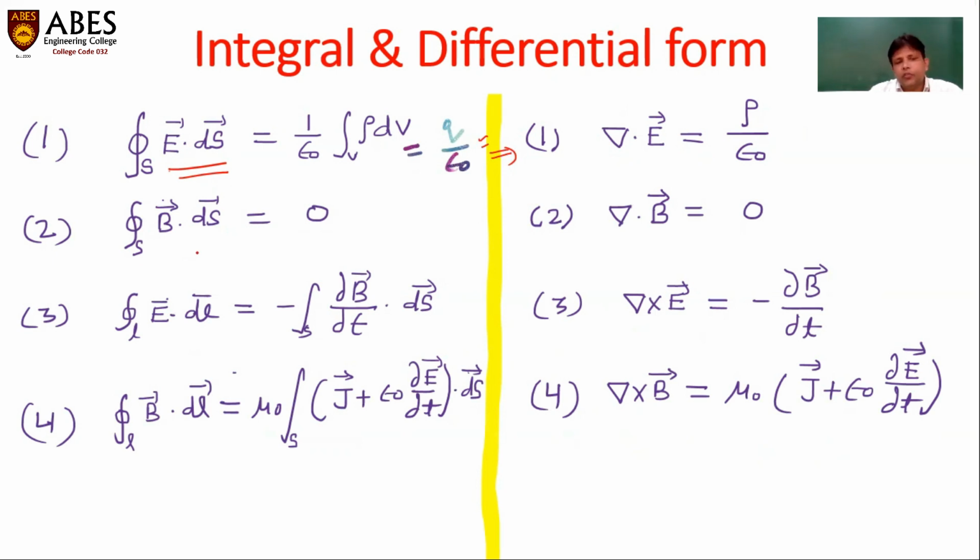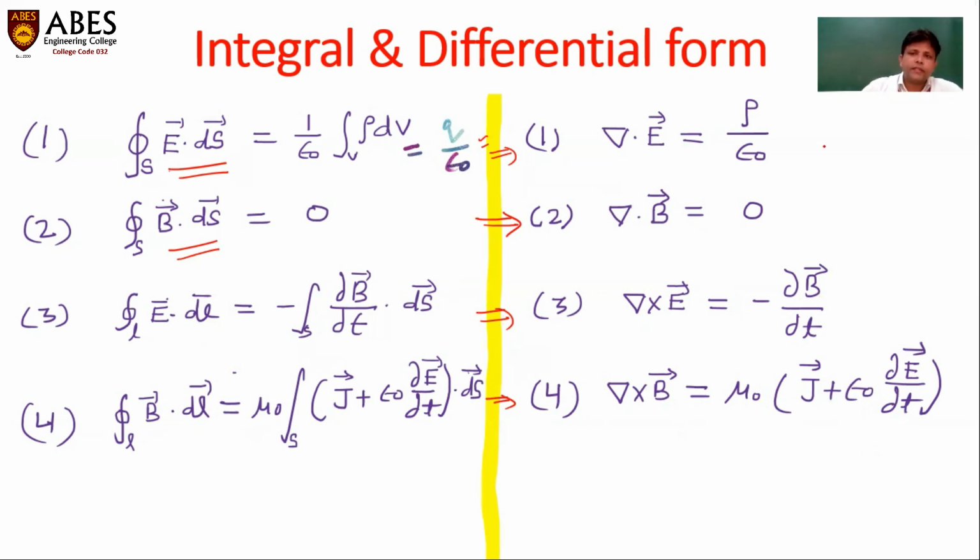The second equation is B dot ds, that is, the magnetic flux through any closed body is equal to 0, and its differential form is del dot B equals 0. The third one is the line integral of electric field equals minus the rate of change of magnetic flux, and its differential form is del cross E equals minus del B upon del t. The fourth one is known as the modified Ampere's law: the line integral of B dot dl equals mu naught times J plus epsilon naught del E by del t into ds, and its differential form is del cross B equals mu naught J plus epsilon naught del E by del t.